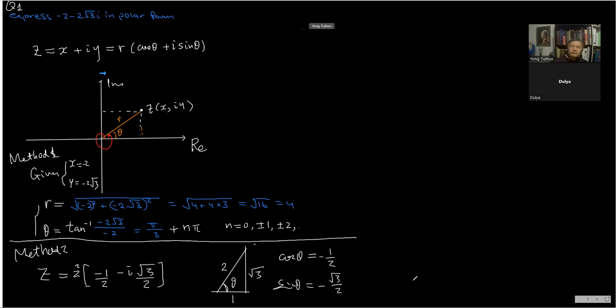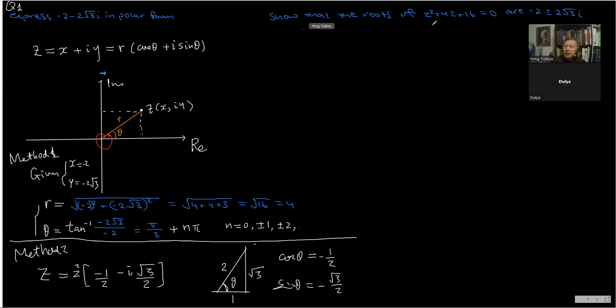The second part of the question says: show that the roots of the equation are -2 and so on. So you use the result obtained to work out the roots.